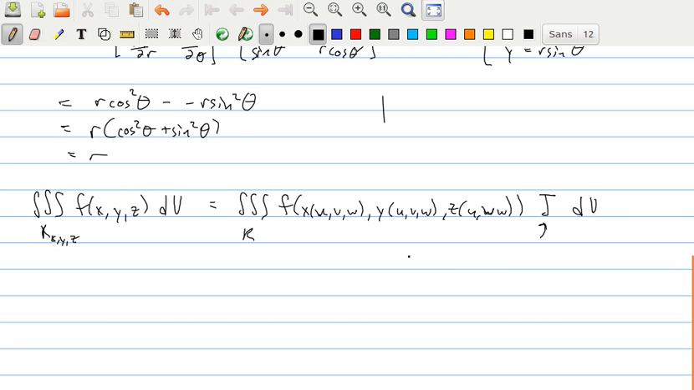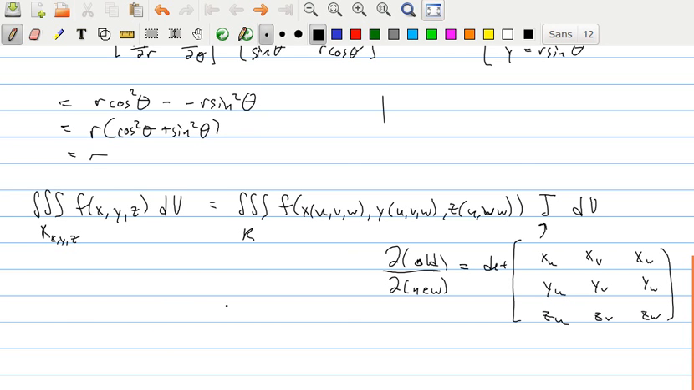And this Jacobian is, again, the partial of the old variables with respect to the new variables. And this just gives us the determinant of a 3 by 3 matrix. In this case, where we have x, y, z, u, v, w, this is the partial of x with respect to u, x with respect to v, x with respect to w. Then our second row are the y partials, and the bottom row are the z partials.